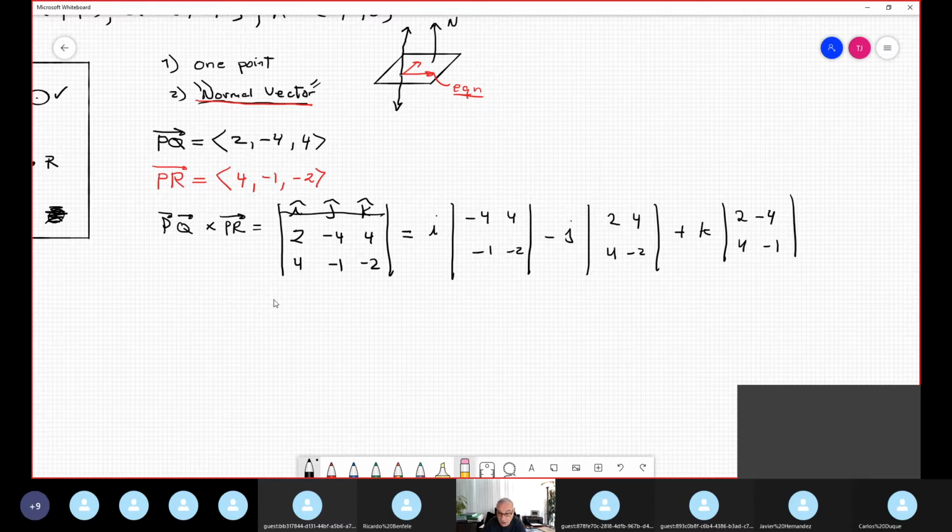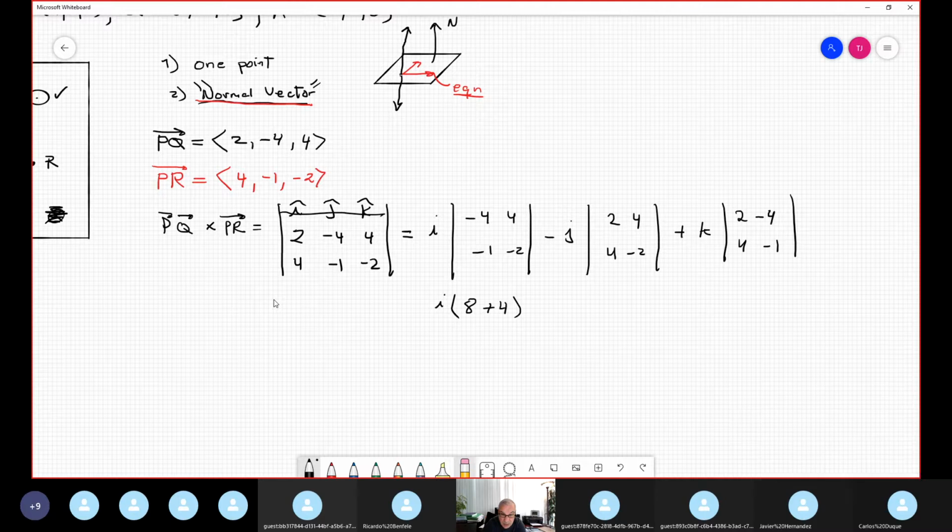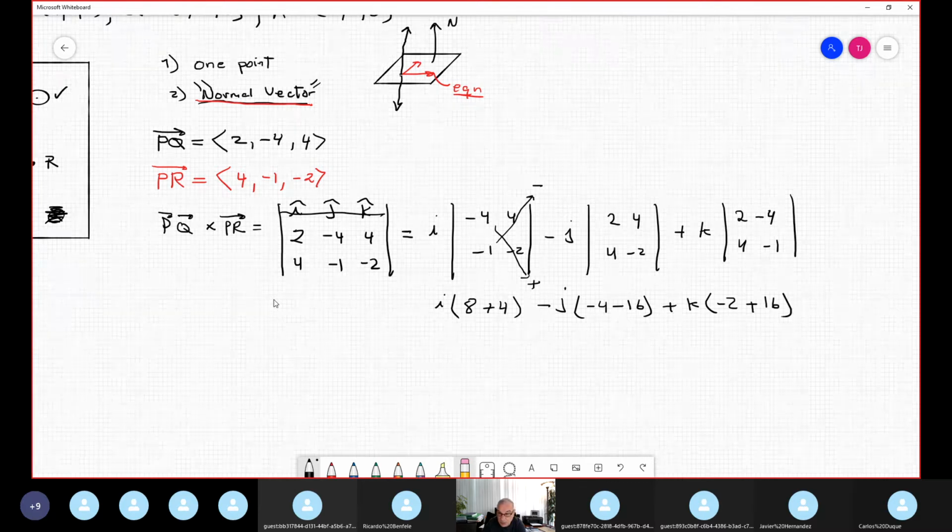Carlos Duque says yes, okay. Now compute quickly. This is 8, negative 4 times negative 2, so 8 plus 4. Because when you multiply, the diagonal that goes up gets a negative. Minus j. This is negative 4, and this is negative 16. Plus k. And this is negative 2, plus 16. Because of the double minus, the minor when you go up and negative, double negative becomes positive.